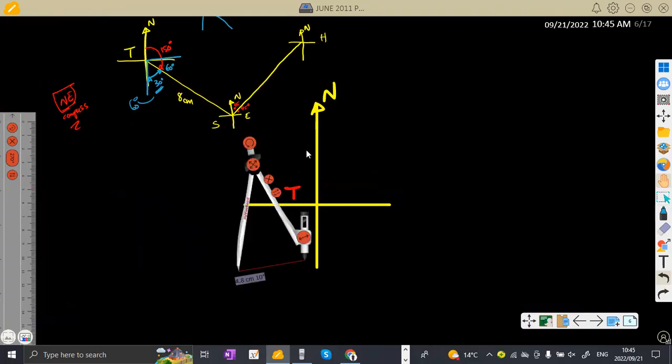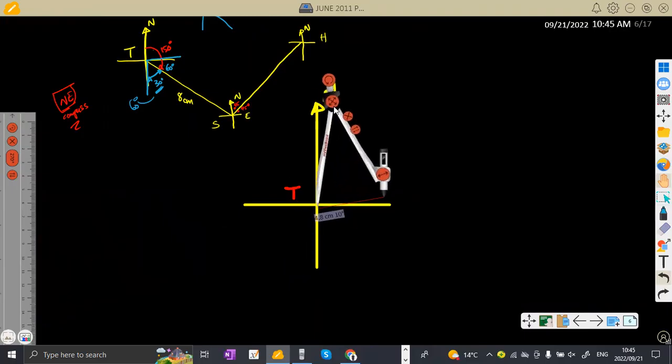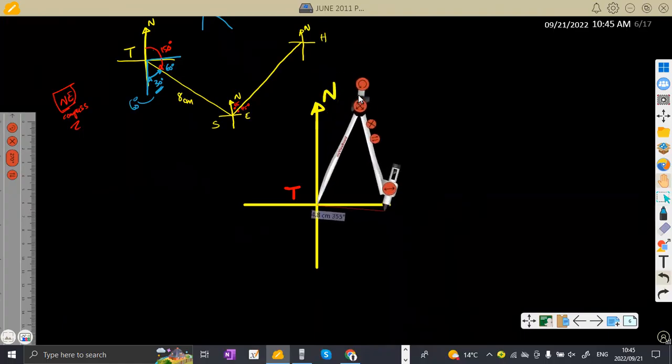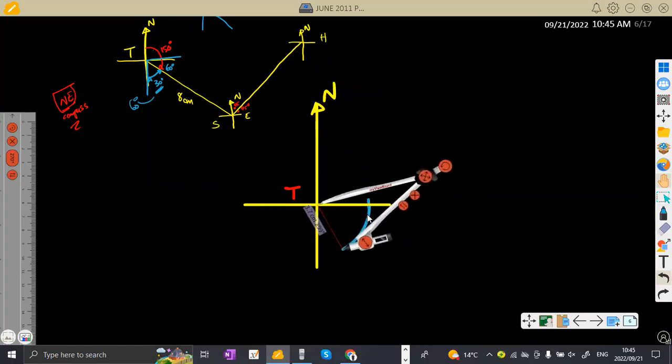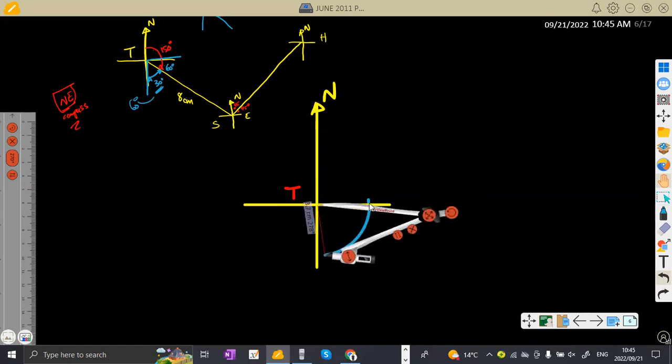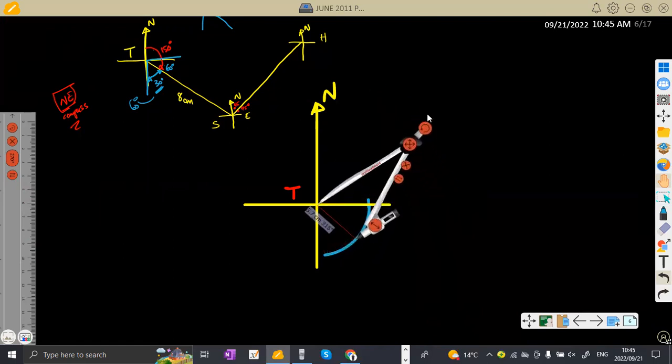Okay, so how do you construct the 60? This is what you're going to do. Remember, for you to construct 60, you need an arc, just like a semicircle, but not a full semicircle, just a piece of a semicircle. So you do this on this side, because our 60 has to be that side. Okay, so this is our arc that we are going to work with.